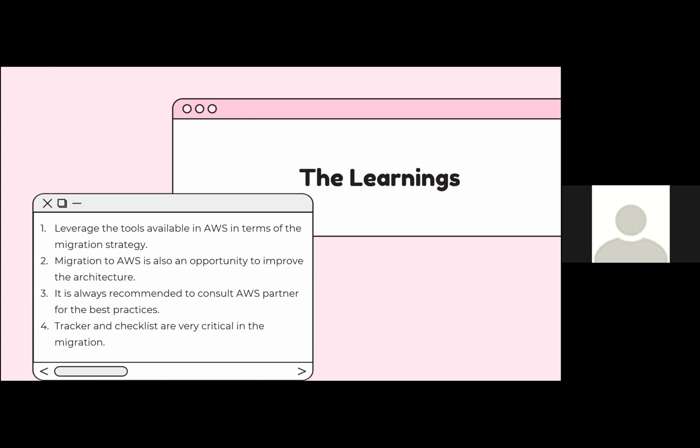And yeah, the last part is about the tracker and the checklist, which are very critical in the migration. But I'll end my presentation with the reasons, because earlier I mentioned the reasons why an organization needs to migrate. I'll give you reasons why organizations will not need to migrate to AWS.